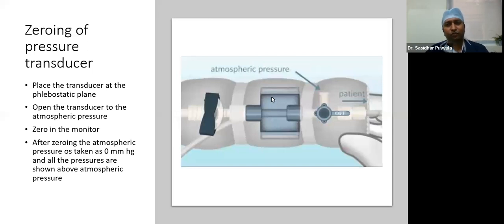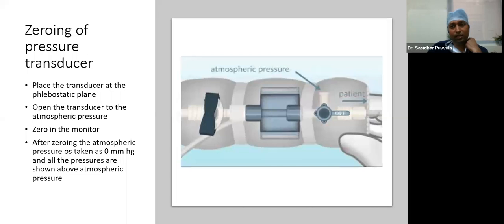So zeroing of the transducer is essentially you telling the transducer what the atmospheric pressure is, so that any pressure that is given to you on the monitor screen is the pressure above the atmospheric pressure. So how do you do that? You have the stopcock, and you need to close the patient end first and open the transducer to the atmosphere, and you need to press the 0 button on the monitor.